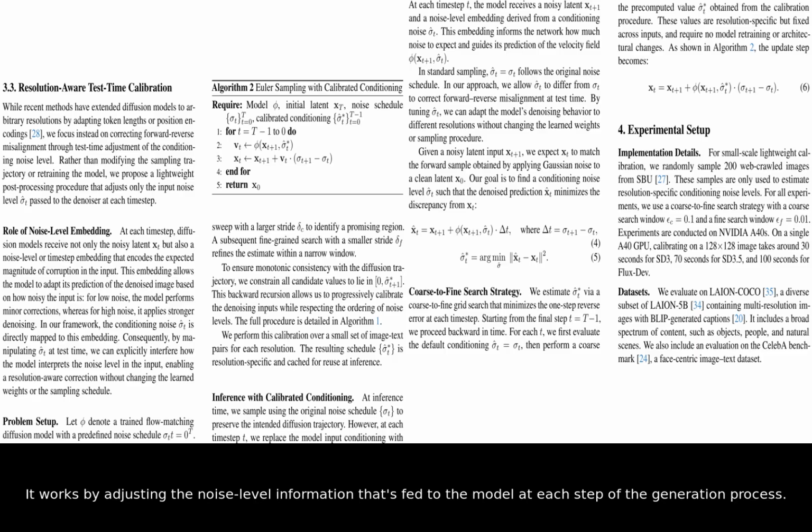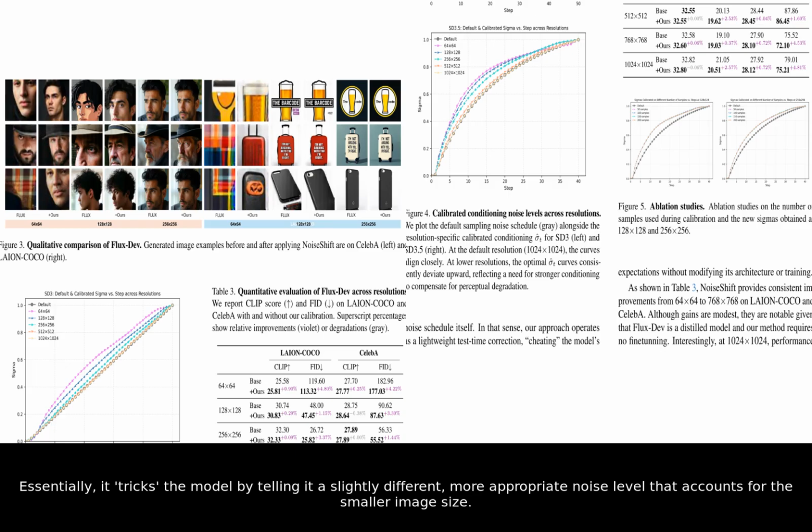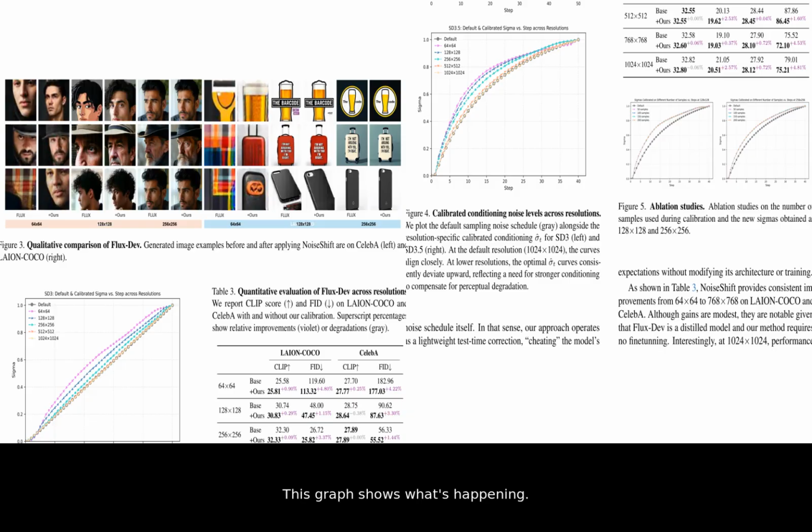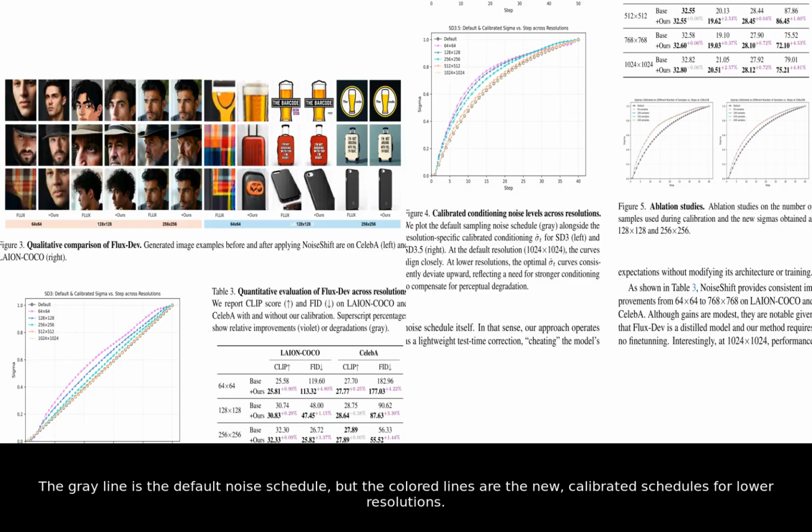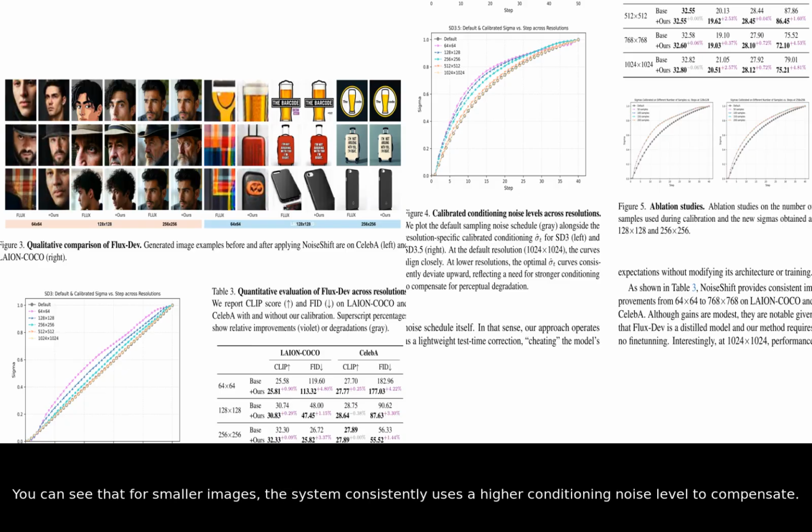It works by adjusting the noise level information that's fed to the model at each step of the generation process. Essentially, it tricks the model by telling it a slightly different, more appropriate noise level that accounts for the smaller image size. This graph shows what's happening. The gray line is the default noise schedule, but the colored lines are the new, calibrated schedules for lower resolutions. You can see that for smaller images, the system consistently uses a higher conditioning noise level to compensate.